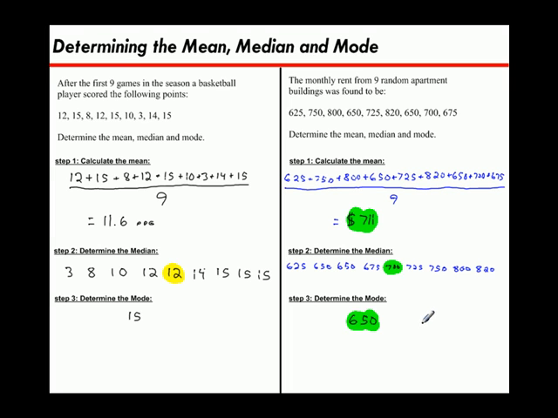All right, so let's have a look at the answers. The mean is about $711. And if you got 710 and 55 cents or something like that, that's fine. The median, which is the middle number, is 700. And finally, the mode, or the most common number, is 650.